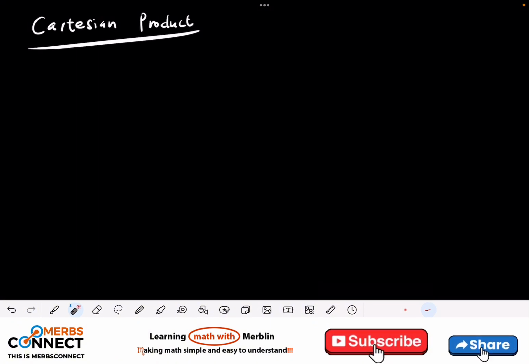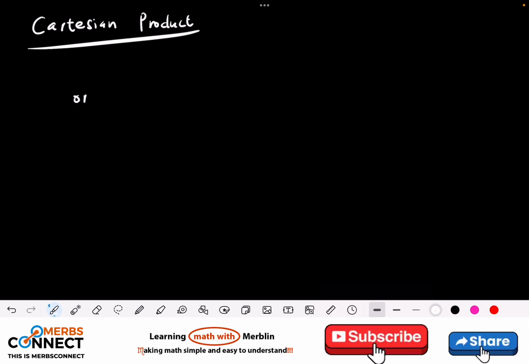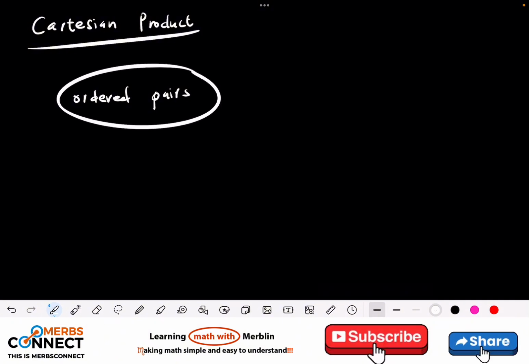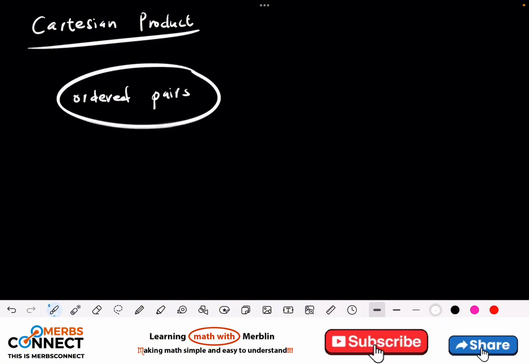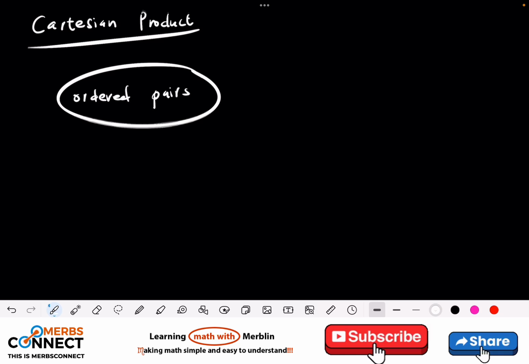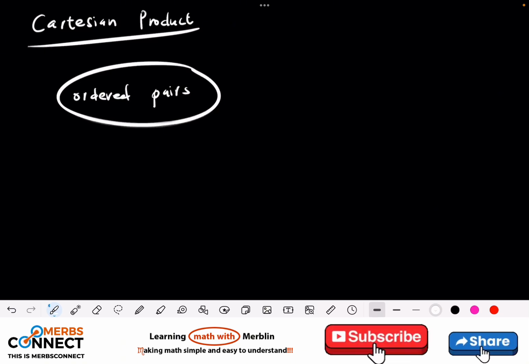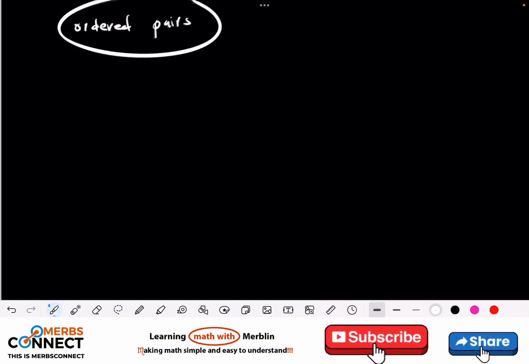Let's jump right in. What is a Cartesian product? The Cartesian product of two sets is the set of all ordered pairs. That is the key word, ordered pairs. They should go in ordered form, formed by taking an element from the first set and pairing it with an element from the second set.